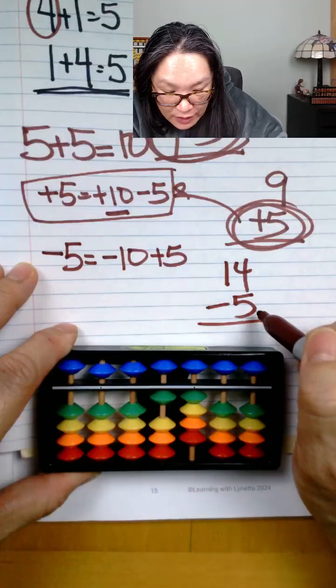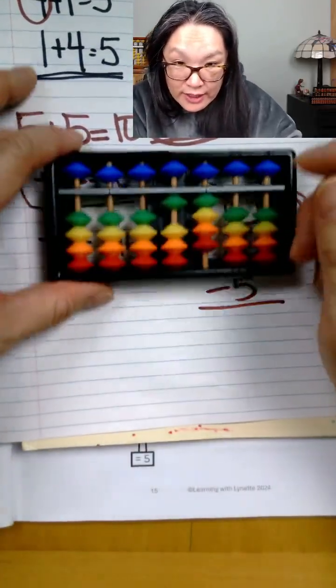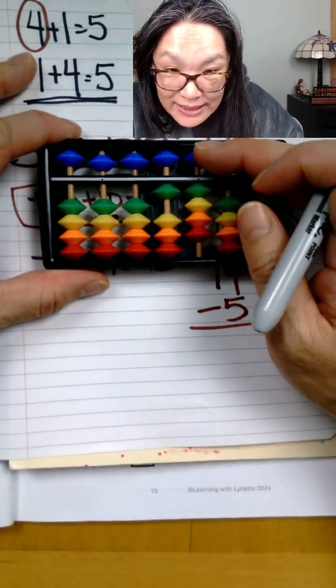Is there enough to take away 5? Can I take away this 5, right? Can I take away the 5? No, I can't take away the 5.